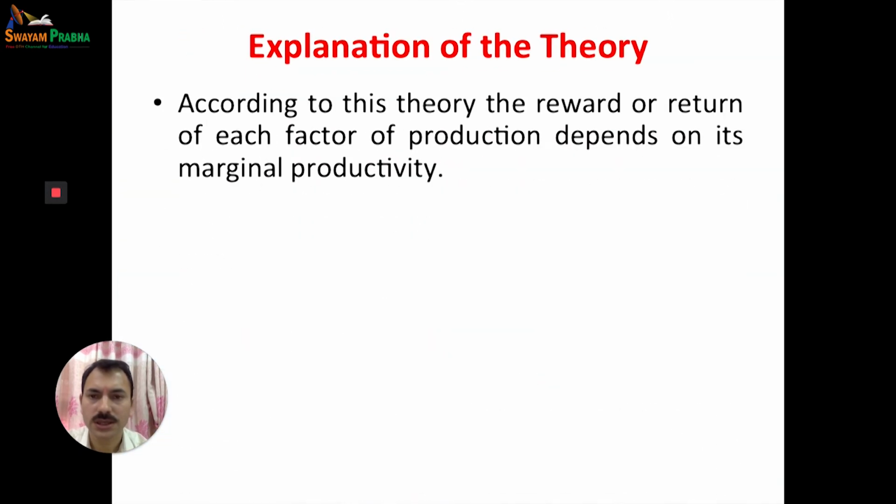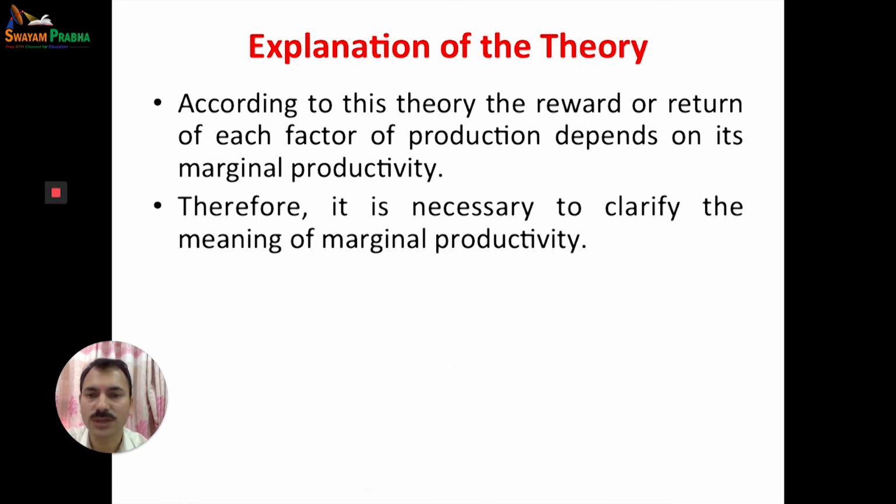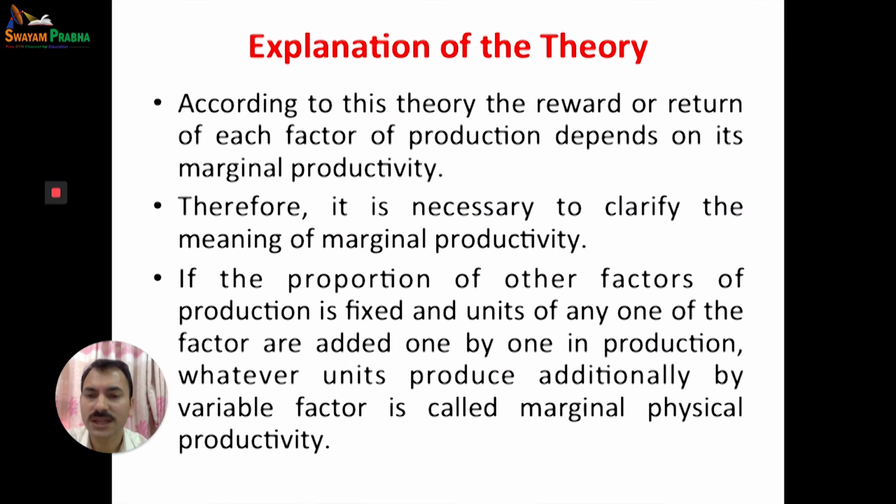So let us see. According to this theory, the reward of each factor of production depends upon its marginal productivity. This is very important. According to the marginal productivity theory, the reward or return of each factor of production depends on its marginal productivity. The more the marginal productivity, the higher the price that will be paid, the higher the reward that will be given. The lesser the marginal productivity, the lesser the reward given to the factor of production. Therefore, it is necessary to clarify the meaning of marginal productivity. We have already clarified that if the proportion of other factors of production is fixed and units of any one factor are added one by one in production, whatever units are produced additionally by the variable factor is called marginal physical productivity.